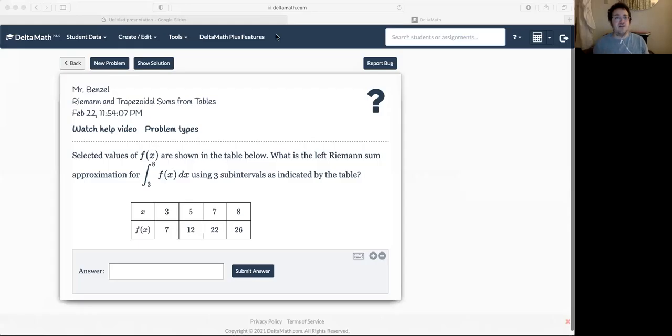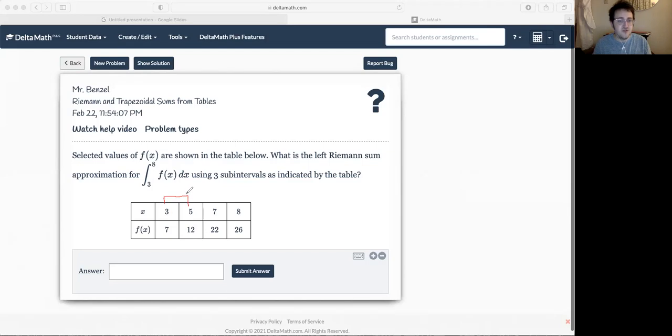All right, ladies and gentlemen, we're going to also look today at tables and Riemann sums and trapezoidal sums using tables. What's nice about tables is that the widths are kind of given to you, the numbers are computed for you, and you just have to use the concept. So, it says we got a left Riemann sum. What that means is that when we're starting the intervals, we are starting on the left side of the table.